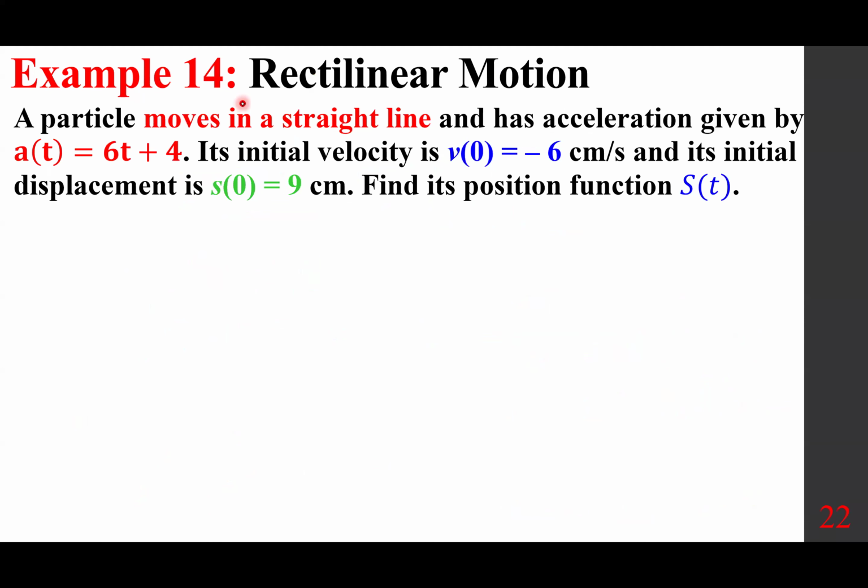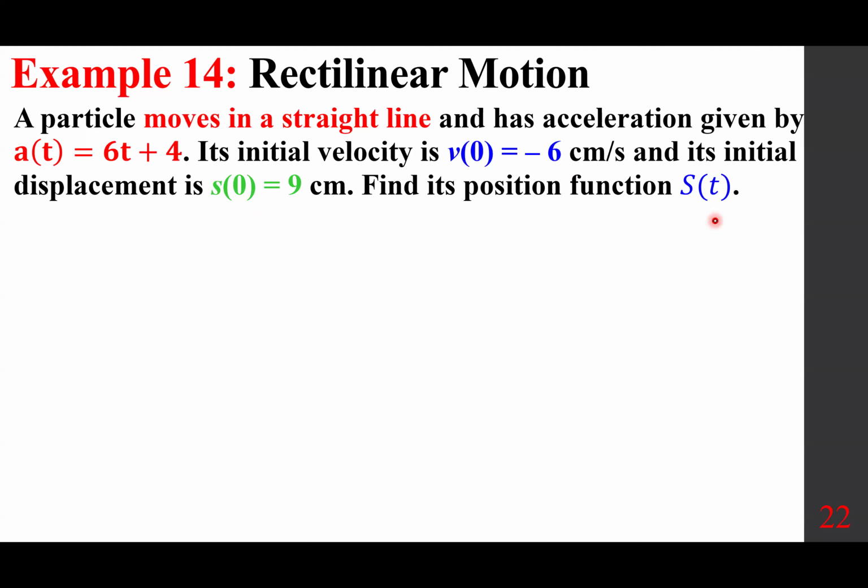Example 14, rectilinear motion. A particle moves in a straight line and has acceleration given by a of t equals 6t plus 4. Its initial velocity v of 0 is minus 6. Sometimes they call it v sub 0. Minus 6 centimeters per second, and its initial displacement s of 0 is 9 centimeters. Find its position function s of t.